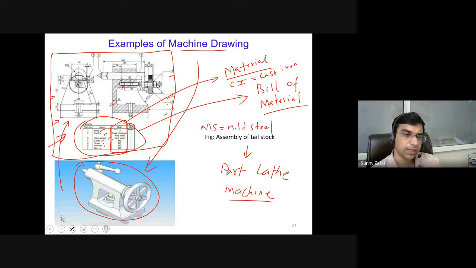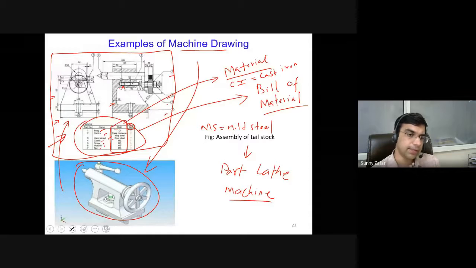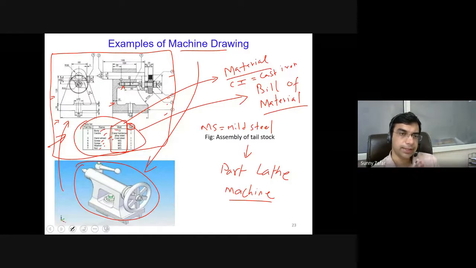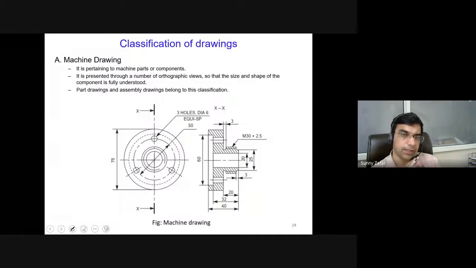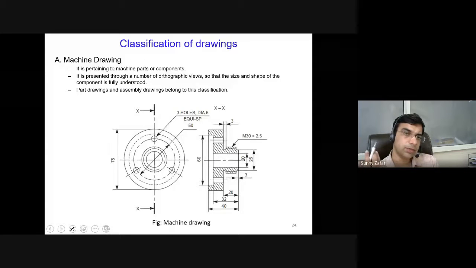And as I mentioned earlier, very soon you will be given the SolidWorks licenses on which you will be practicing. We will not directly jump into drawing such complex assemblies. Rather, we will go step by step. Once you practice, you will understand how to use the software and come up with such drawings. Moving ahead, I will now discuss some classification of the drawings.